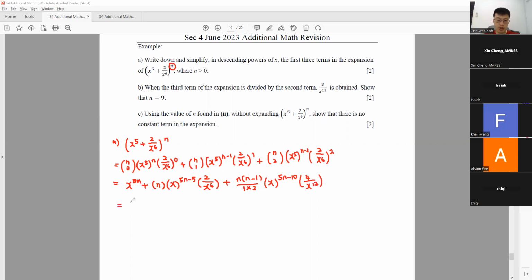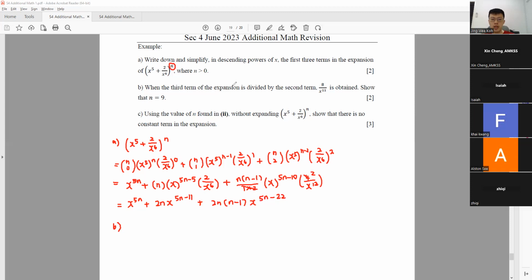Okay, we still need to further simplify, not just leave it as it is. So this will be 2n x to the power of 5n minus 11, plus, so this 2 and this will cancel, become 2. So it becomes 2n, n minus 1, x to the power of 5n minus 20. Okay, you have to simplify until like that. Always simplify your work even if they never ask you to simplify, because it's easier to proceed if they ask you to carry on from here. Okay, so this is part A.